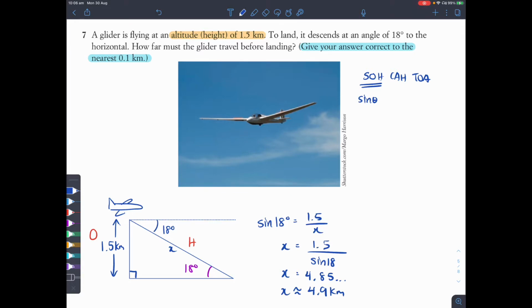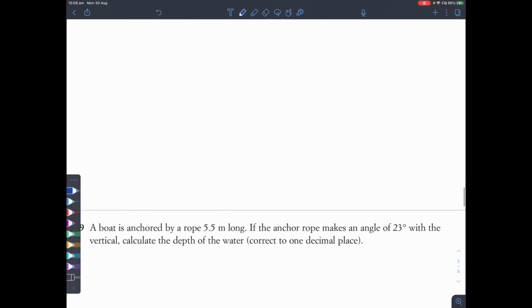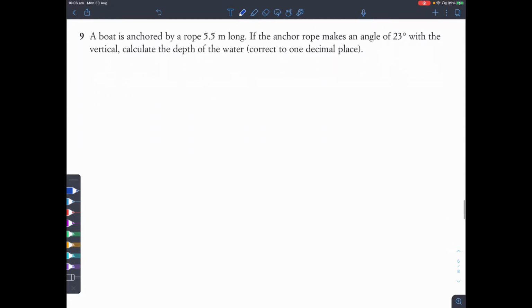Right, let's move on to question 9. So here in this case, a boat is anchored by a rope 5.5 meters long. If the anchor rope makes an angle of 23 degrees with the vertical, calculate the depth of the water. Okay, so what does this actually mean?